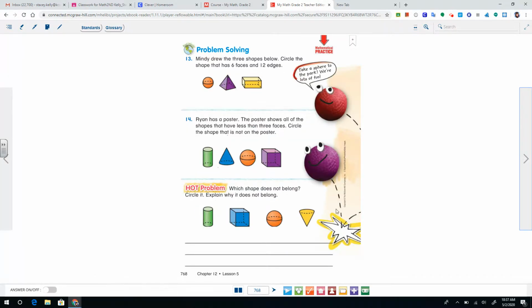Then you have some problem solving to do. Mindy drew 3 shapes below. Circle the shape that has 6 faces and 12 edges. Ryan has a poster. The poster shows all of the shapes that have less than 3 faces. Circle the shape that is not on the poster. So that one's kind of tricky because it has the word not in there. You need to pay attention. And then your hot problem, which shape does not belong? Circle it, explain why it does not belong.